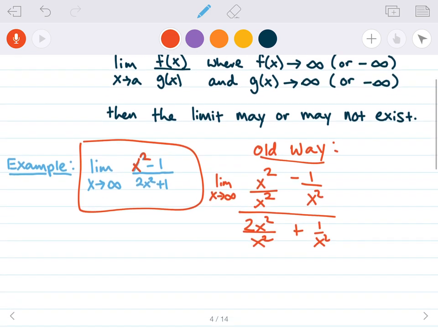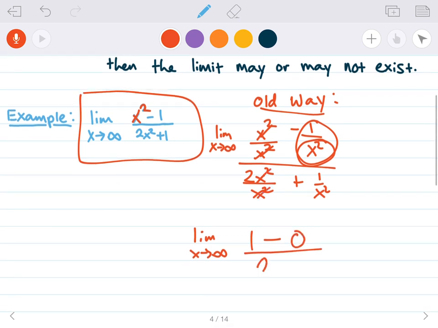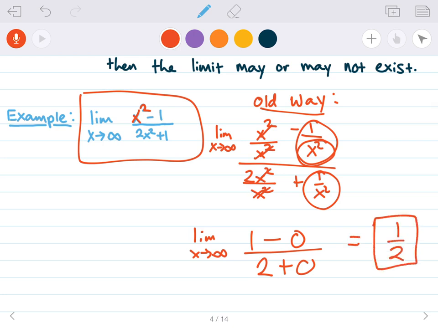So this is going to give us 1 right here. So we have 1 minus, now as x goes to infinity here, the denominator is going to blow up, and thus this term is going to go to 0. So we have 1 minus 0 over, well, on the bottom, these x squareds cancel, and I'm just left with 2 plus, again, this goes to 0. So I'm left with 1 over 2 as my answer. All right, so that was the old way.